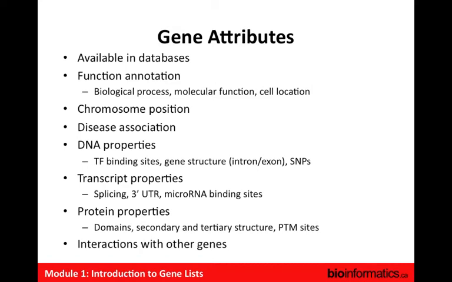There might be a lot of information about the gene structure, the gene model, where the introns and exons are, if there are splice variants, if there are known transcription factor binding sites upstream of the gene, if there's known variation, and also protein properties, protein domains, secondary and tertiary structure, the 3D structure of the protein might be known. It might be known that the gene is phosphorylated, so post-translational modification, and you also might know how the gene interacts with other genes. So this is a really huge amount of information, and it's fairly challenging to collect all of this data for a set of genes.